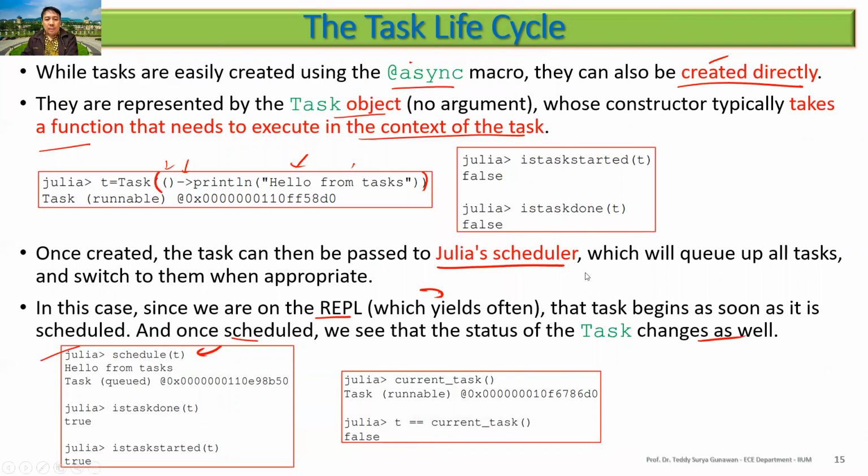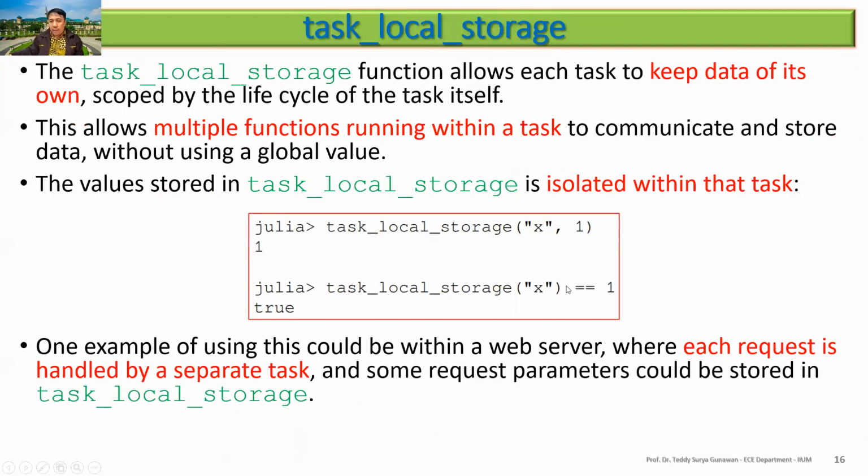So then we also have the task local storage function, which allows each task to keep data of its own, scoped by the life cycle of the task itself. So we can create a variable that only belongs to that task. This allows multiple functions running within a task to communicate and store data without using a global value. This is what you call preventing data races and so on. Why? Because the task local storage is isolated within the task.